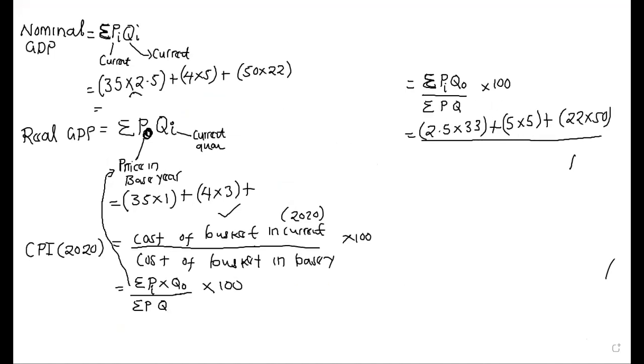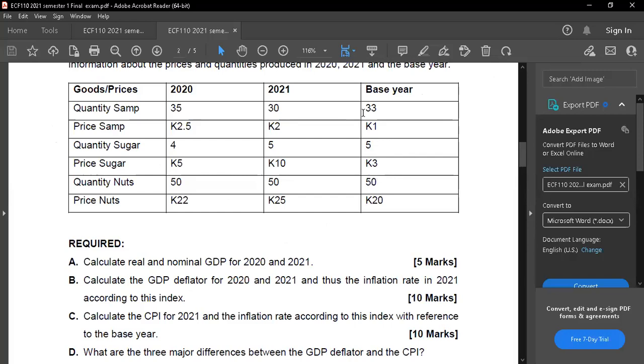For the cost of the basket in the base year, you just do it the normal way, the normal way you get the nominal GDP. So you get 33 times 1, and then we have 5 times 3, 50 times 20. The normal way you're getting the nominal GDP for the base year.